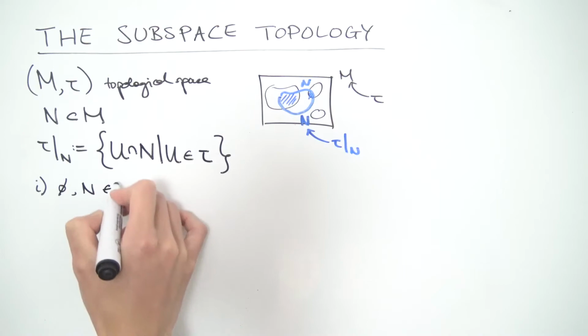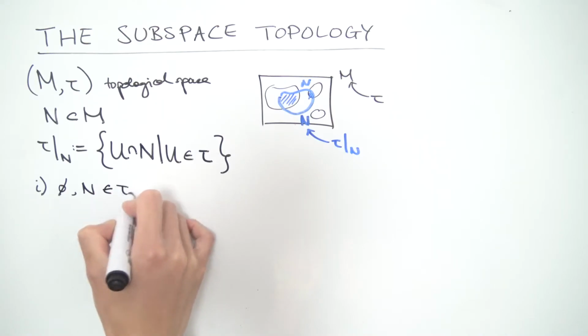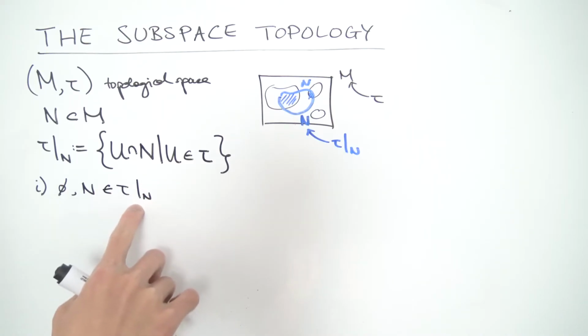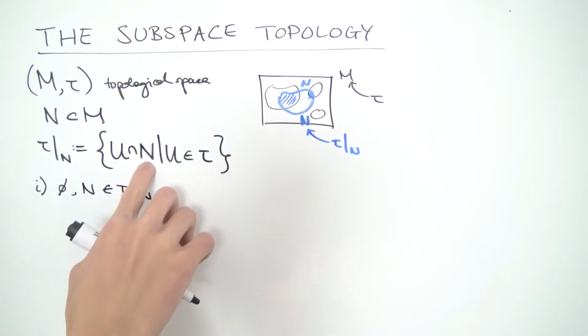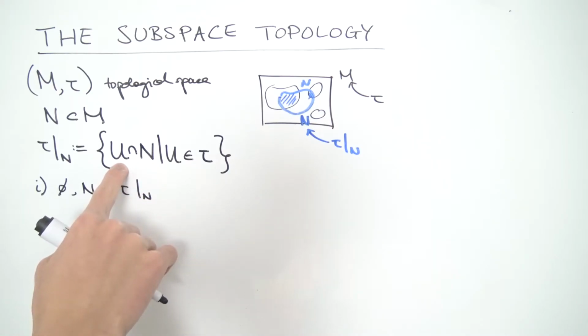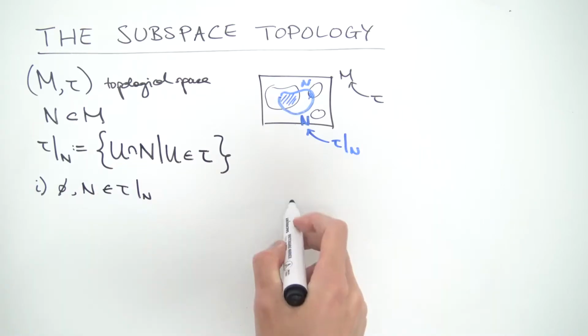So we require that these two subsets are in the topology. Now in order for a subset to be in this topology, we need to be able to represent it as N intersected with some element of the original topology. So let's draw it out again.